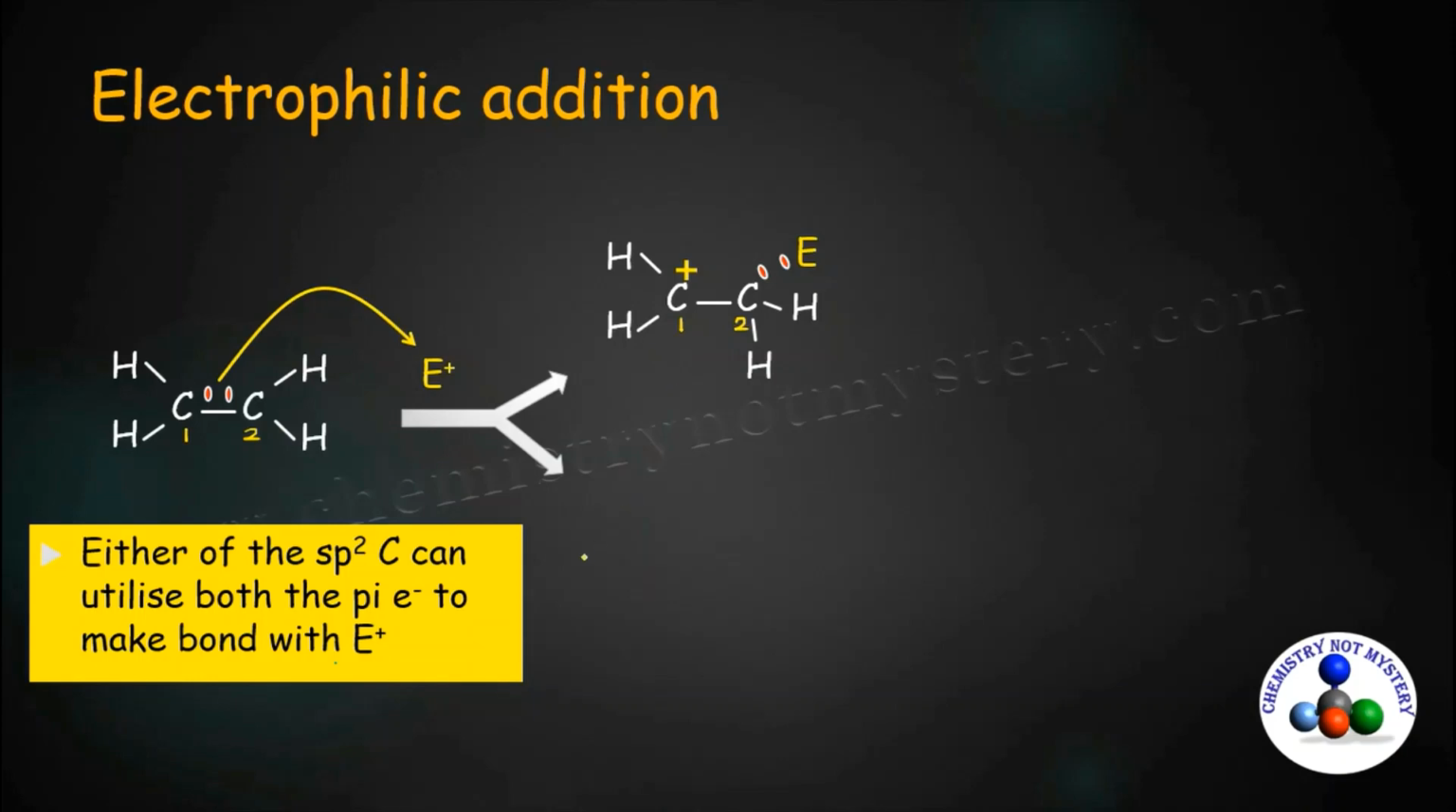Now come to the another possibility. When carbon 1 utilizes both the electrons to make bond with electrophile, here carbon 1 has formed bond with electrophile and now carbon 2 is left with no electrons. So now positive charge will develop at carbon 2. So that's how carbocations are formed.